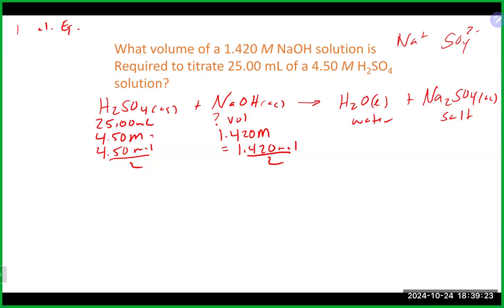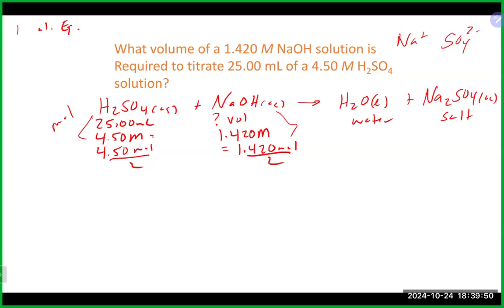So the first thing that we can identify in this problem is it is not a limiting reagent situation here, because I could only get to moles of one thing, which is the sulfuric acid. We don't have enough information here to get to moles of the other. So this is just a basic stoichiometry problem that we're going to do. So we have the equation.